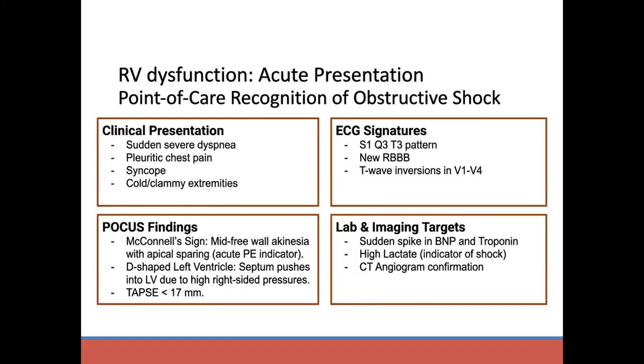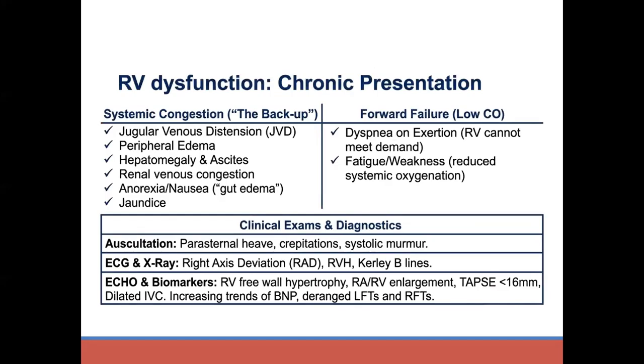You can do some point-of-care simple testing like BNP and troponin, and you can see a rise in their levels. If you want an indicator of systemic hypoperfusion, then lactate can give you a good guide. And then you can confirm your findings with a CT pulmonary angiogram. So this is what the acute presentation of RV dysfunction secondary to thromboembolic phenomena looks like.